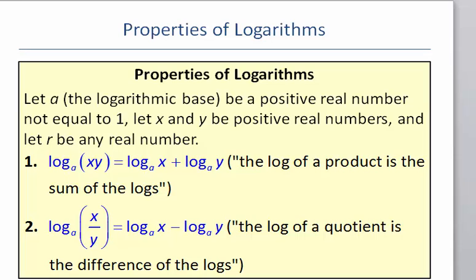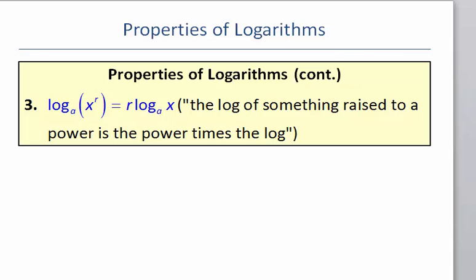So remember that we have a property that says if we have two things multiplied together, we can break that up and use an addition in between the logs. We also have a property that says if we have two things that are divided, as in a fraction, we can break that up with a subtraction in between the logs. And our third property says that we can pull our exponents down to the front and simplify in that fashion.